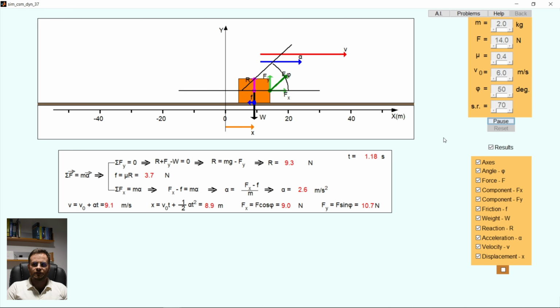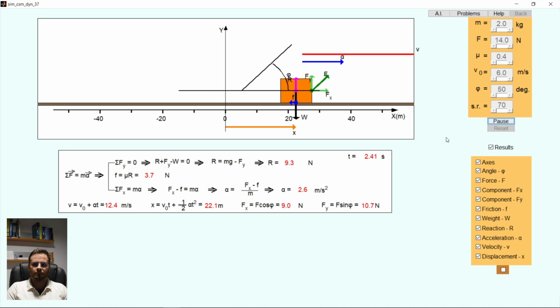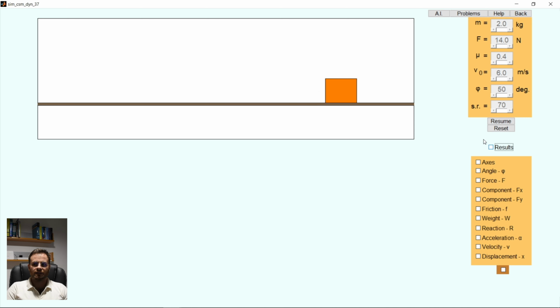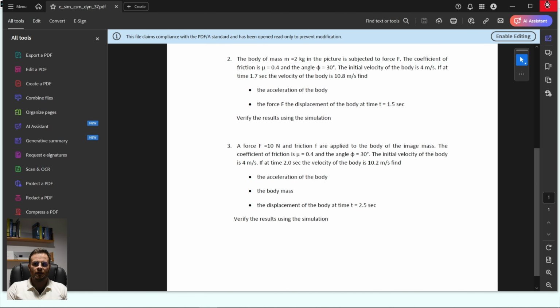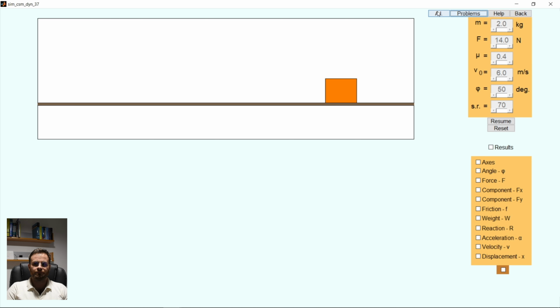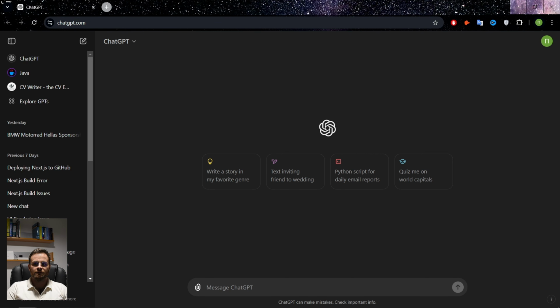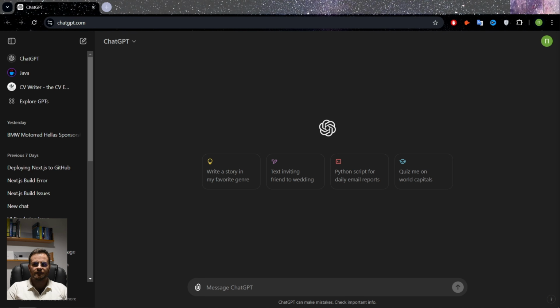We now observe the motion of the body and the corresponding results. We can pause the motion, hide the vector quantities, and the results table. Once the student understands the phenomenon, the software allows them to test their knowledge by solving suggested problems. Additionally, the student can use AI to request help with understanding the theory and solving problems.